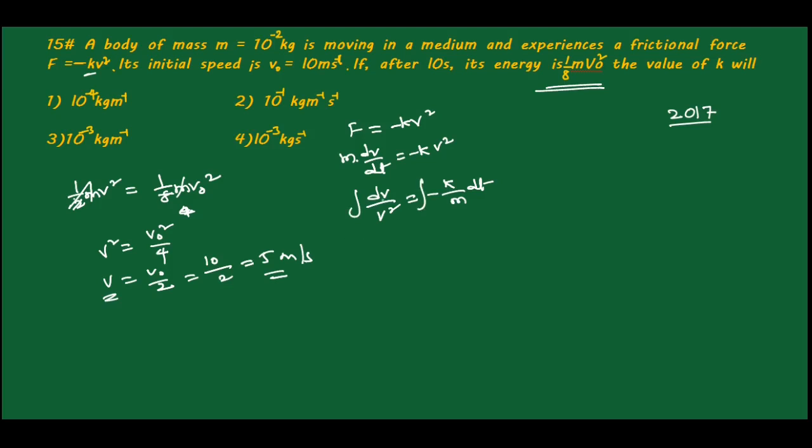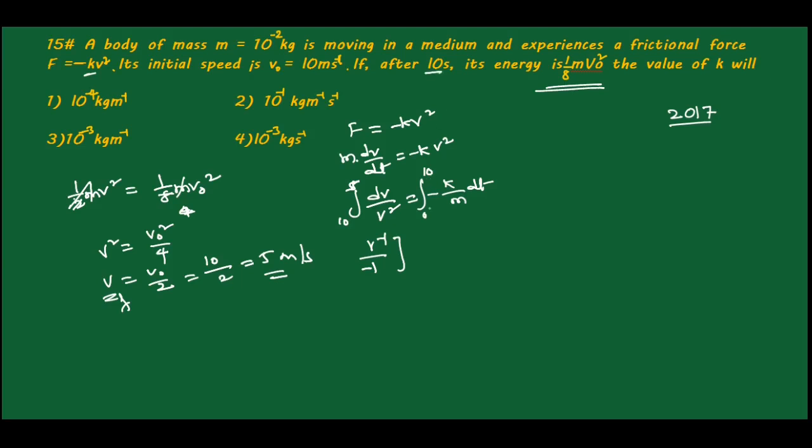What will you get here? The integration of 1 by v square is v power minus 1 by minus 1. Here you have to write the limits. The velocity goes from initial to final; the final velocity is Vf equal to 5 meter per second. That means the velocity changes from 10 to 5. Now for time, the respective time changes from initial to 10 seconds, as given, after 10 seconds.